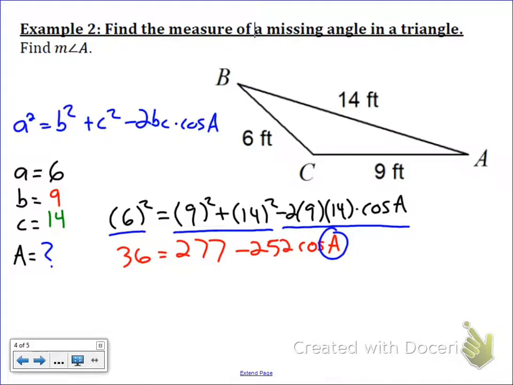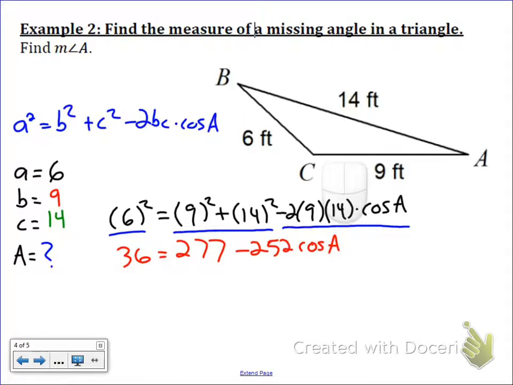So this is essentially like a regular algebra problem, like 2 plus 3x. You would not put the 2 and the 3x together because they're not like terms, because that's a variable right there. So same idea, I can't have this cosine A by itself over here because A is a variable and I can't just combine unlike terms.